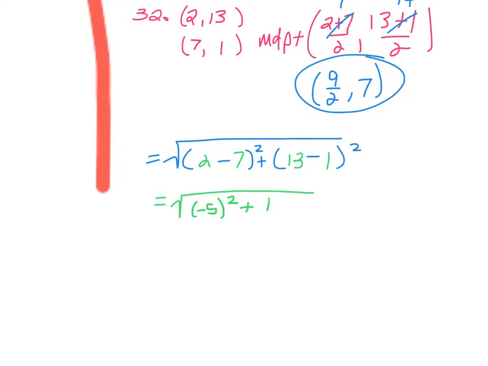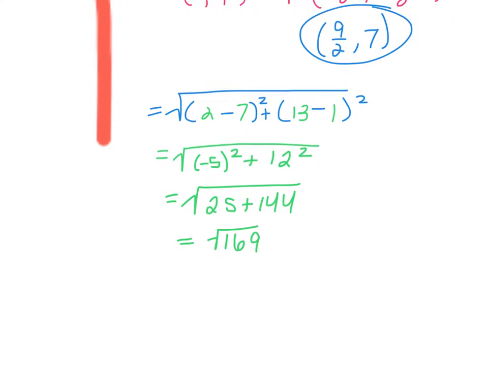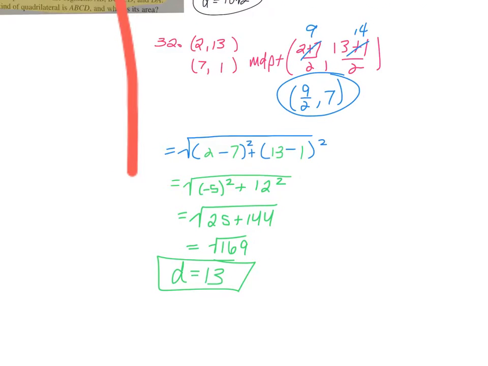Yep, you're right. So 25 plus 144 is 169. Does everybody know what the square root of 169 is? It is 13. So your distance is 13. Anybody else? We okay? Pretty straightforward, guys. Distance and midpoint.